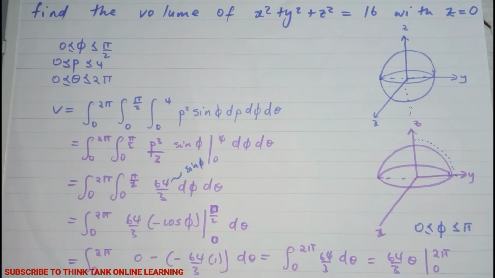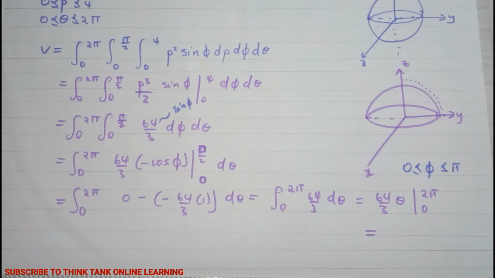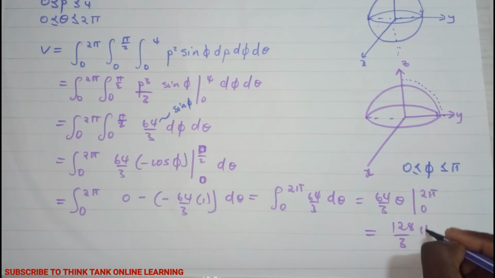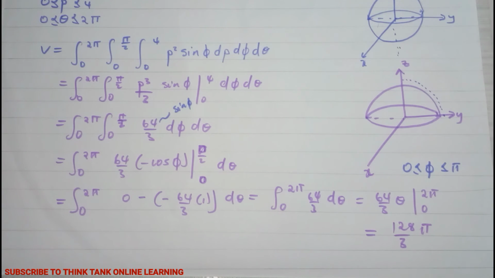And what is going to be our volume? If we multiply 64 over 3 times 2, we're going to have 128 over 3 pi. That is going to be the volume of our sphere.